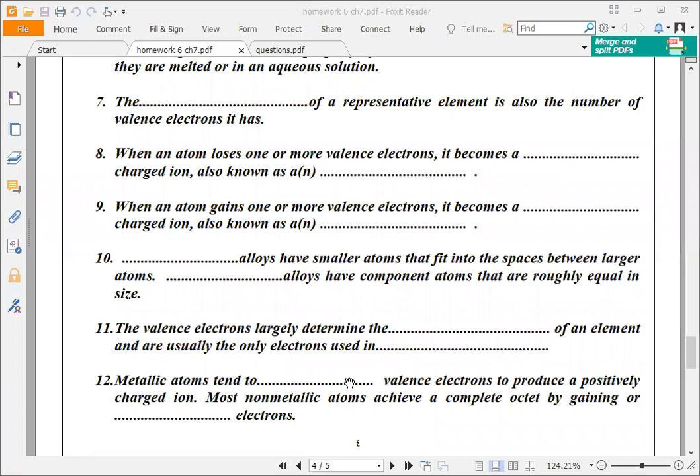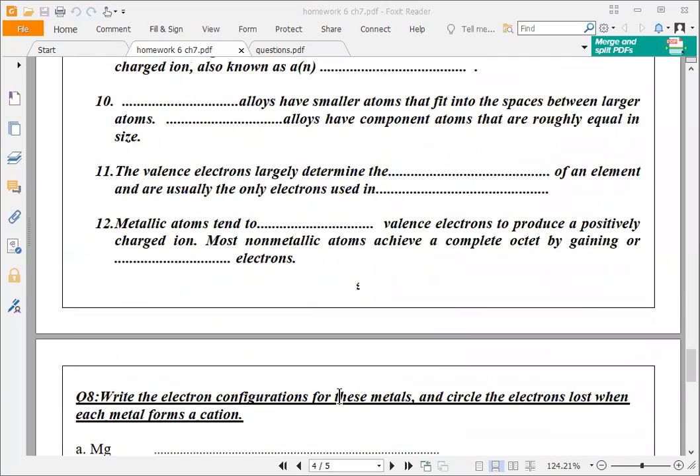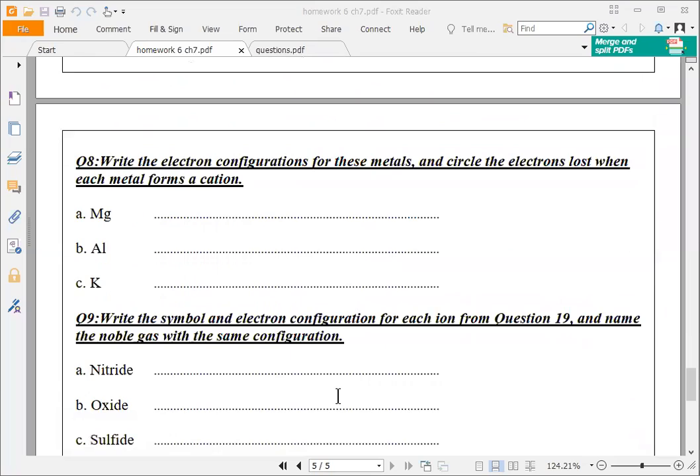Number 12: metallic atoms tend to lose valence electrons to produce a positively charged ion, and most non-metallic atoms achieve a complete octet by gaining or sharing electrons. So in number 12, the first one is lose and the second one is sharing. Excellent.